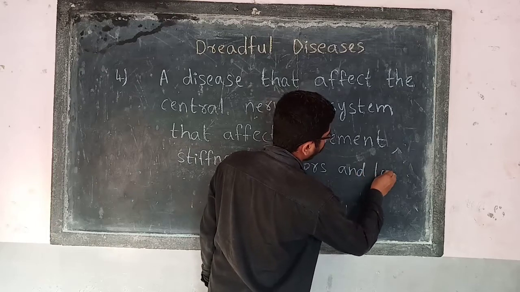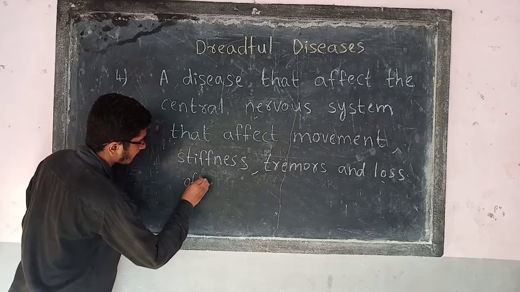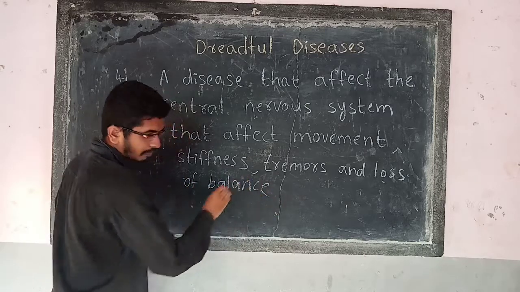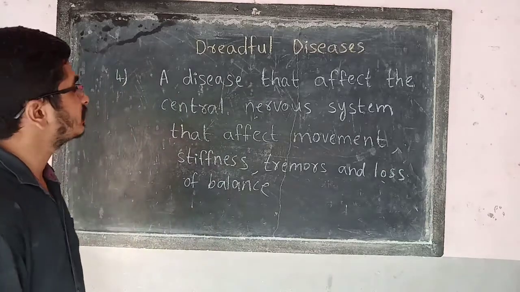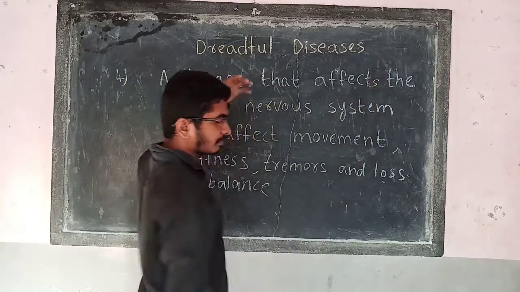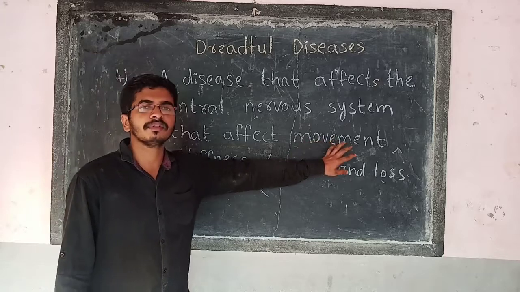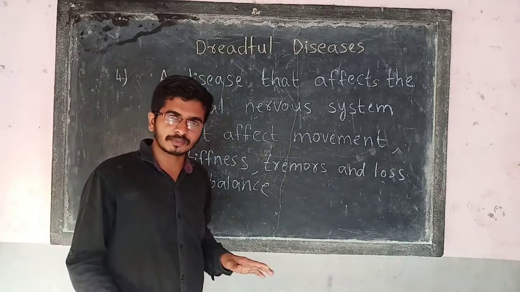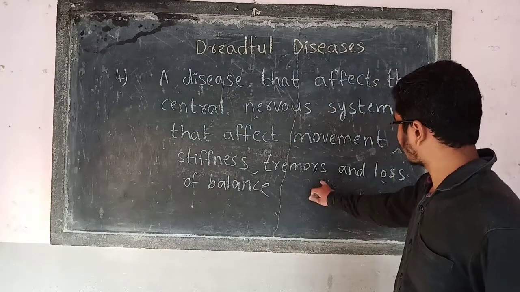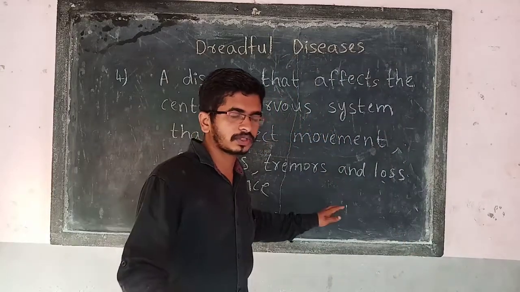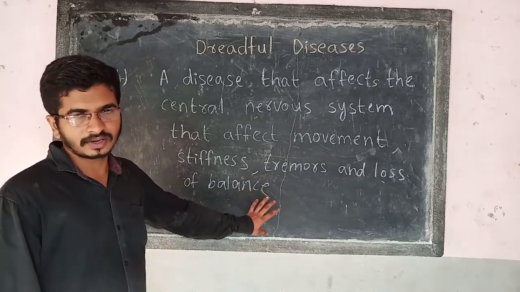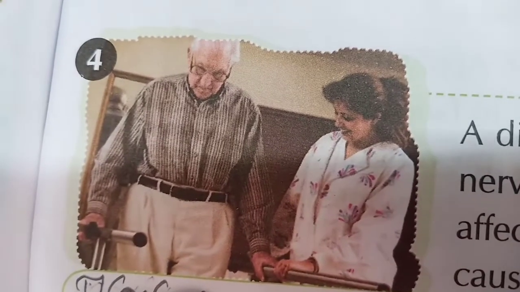Loss of balance. So here a disease that affects the central nervous system, our body's nervous system. There is a problem in movement. We are unable to walk properly. Stiffness, we are unable to stand properly, and mostly it occurs in old age persons. Stiffness, tremors, and loss of balance. Loss of balance means unable to stand properly. Our weight will also decrease. Clear? You can see the picture of a particular patient. Here you can see he is not stiff, unable to walk also, and the doctor is treating him.